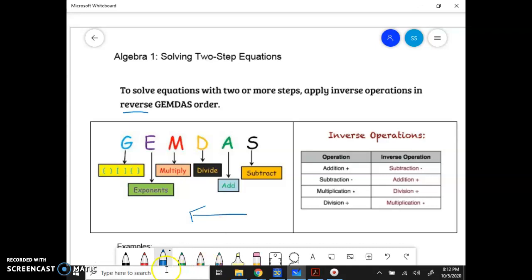I've got a reminder of what all of our letters stand for with GEMDAS: grouping symbols, exponents, multiply, divide, add, and subtract. When we are solving equations, we're going to be working backwards and using our opposite or inverse operations. Let's take a look at an example.